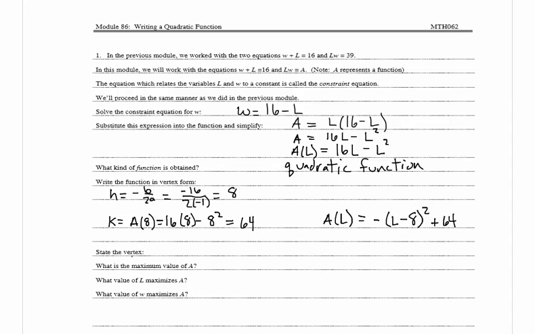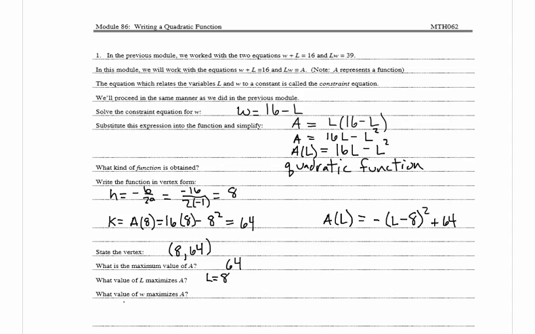And now they want us to state the vertex, and our vertex was 8, 64. And now they want to know, what is the maximum value of A? And the maximum value of A is the y-coordinate of the vertex, so 64. And now they want to know what value of L maximizes A. And the x-coordinate of our vertex was 8, so when L is equal to 8, we're at the maximum value.